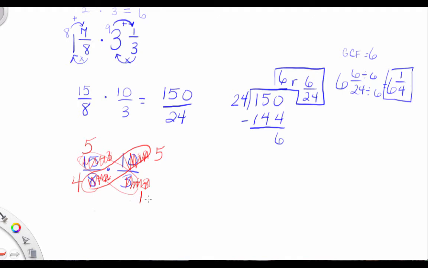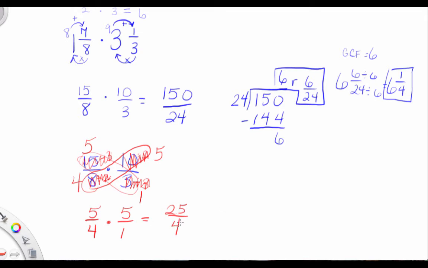And I'm just going to make this look nice down below. So my first fraction would be 5 over 4. And my second fraction would be 5 over 1. Now I have smaller numbers that I can multiply. 5 times 5 is 25. 4 times 1 is 4.